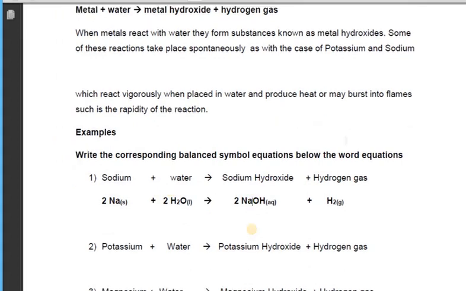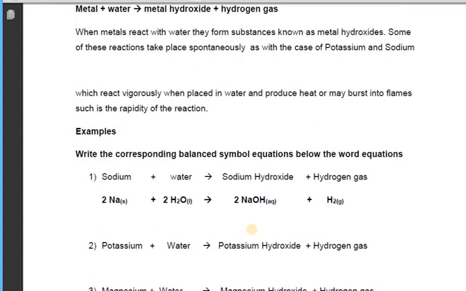So you observe that metals react vigorously when placed in water and produce heat or may burst into flames. Such is the rapidity of the reaction. They react spontaneously, they produce heat. So the moment you drop sodium into a container with water, you will find that the temperature of the water will increase. Heat is produced, and when heat is produced, the temperature will definitely increase. And they may also burst into flames, that's how fast the reaction is.